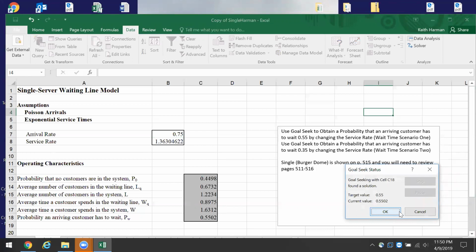Now, this is our first scenario. Let's take a look at what's happened here. We changed cell C18, and we found a solution. The target value was 0.55, and we've hit that. You can see that. We changed the service rate, and that's wait time scenario 1. And we found that we changed the service rate to 1.36.